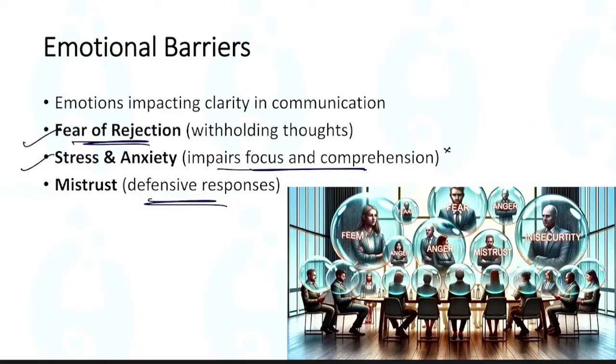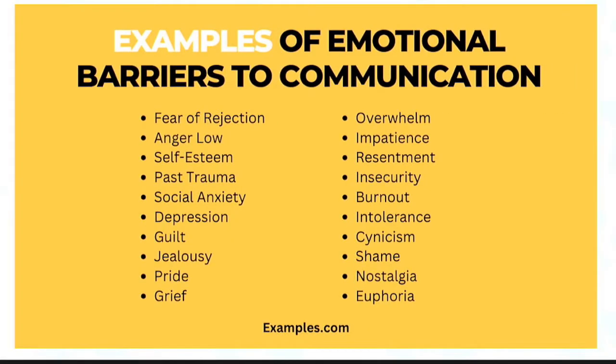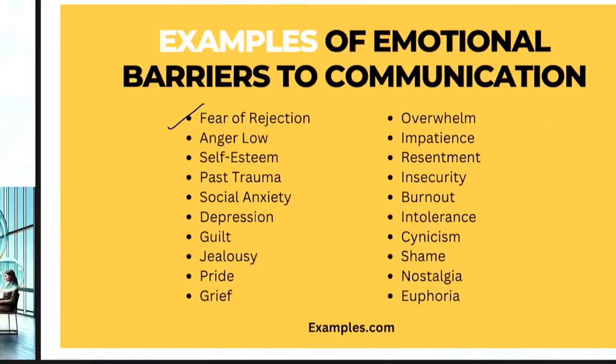If it is received, it can be misinterpreted, or else the responder or the receiver might respond negatively. That is what happens in a classroom setting if proper communication doesn't occur, or mistrust is there between the students and the teachers. Next, this is another slide of emotional barriers. Among all these emotional barriers, we dealt with three of them here, fear of rejection, stress and anxiety, and mistrust; these are other ones.